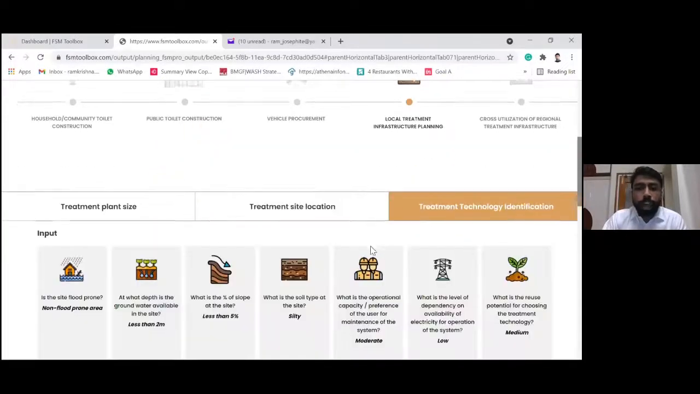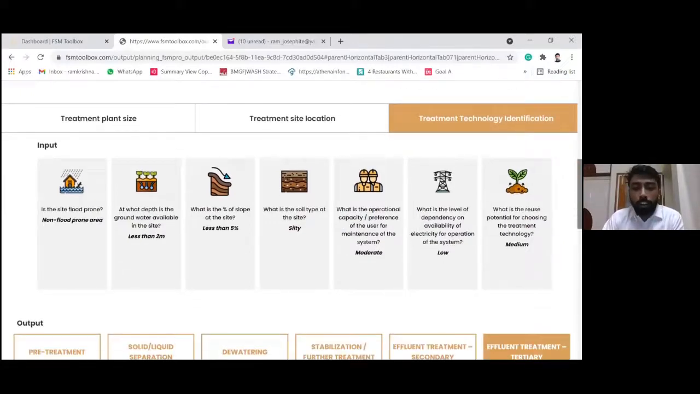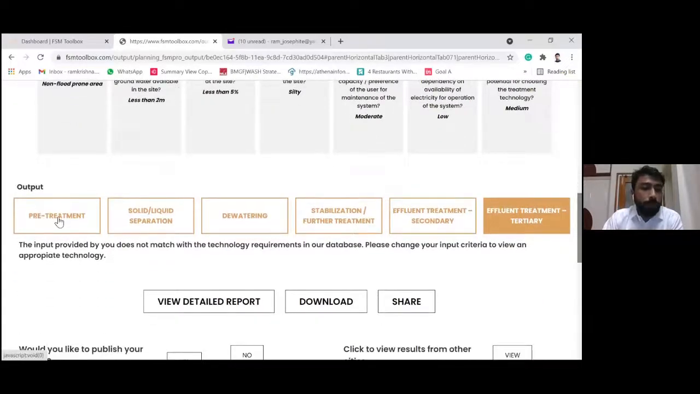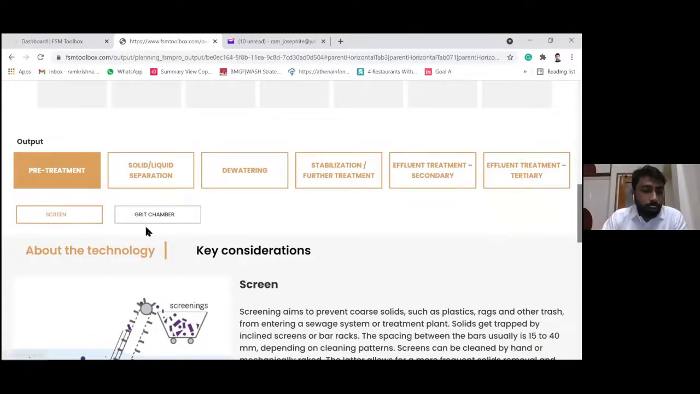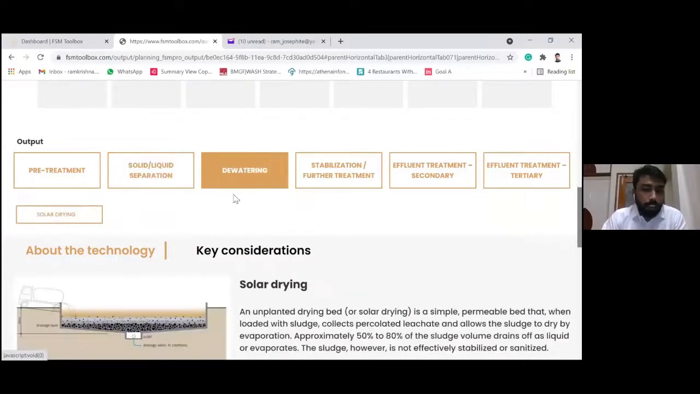And then eventually it will help you look at the potential treatment technology options applicable for your city, given the land conditions, the city's O&M expense requirements, and the electricity requirements. If a city wants to focus on reuse, what kind of technology options would cater to them? Depending on all of these inputs, the treatment options are given across pre-treatment, solid liquid separation, dewatering, tertiary treatment, or further treatment. You can click on that and see the different technologies which are suitable for your context. For example, a settler or an Imhoff tank, or solar drying or a sludge drying bed would be more suitable.